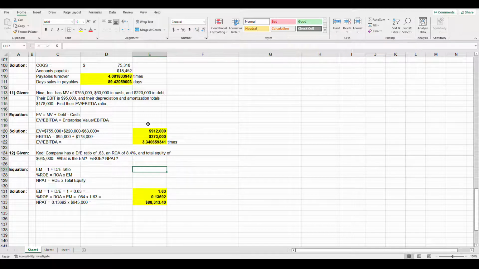Percent ROE is ROA, return on assets, times equity multiplier. And the equity multiplier is 1 plus debt to equity. Yeah, that's the way we're going to calculate it, 1 plus debt to equity. And NPAT is equal to ROE times total equity, which will give us our net income number. So equity multiplier is 1 plus debt to equity, or 1 plus 0.63 times, or 1.63 times for equity multiplier.